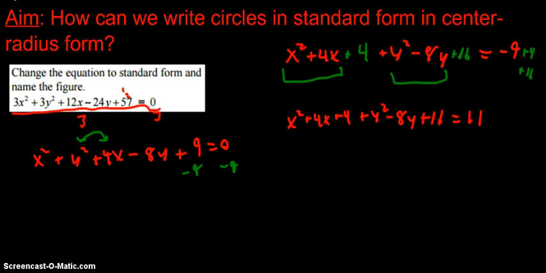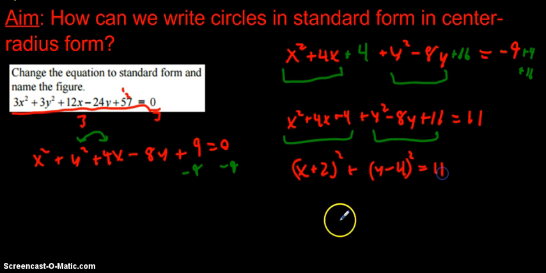Alright, so these three terms will become x plus 2 squared, and these will become y minus 4 squared. So that means this has a center at negative 2, 4, and a radius of radical 11.